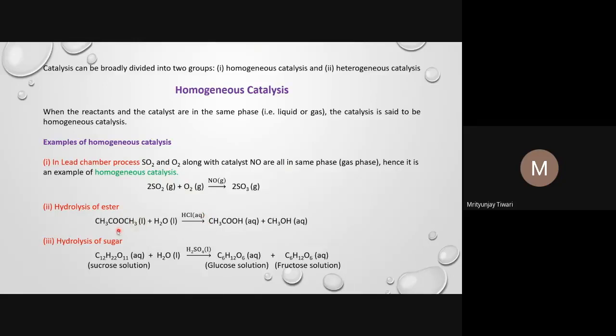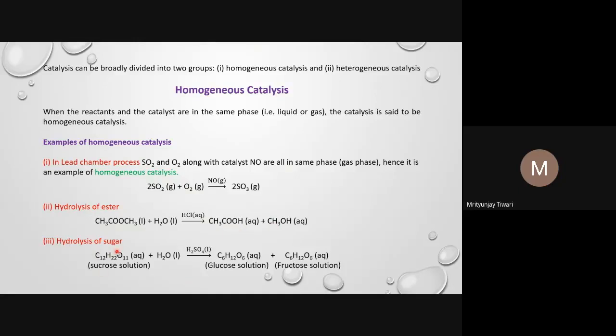So here CH3COOCH3, this is methyl acetate, reacts with water in hydrolysis. This is a liquid, and this is also a liquid. Both the reactants are liquid, and the HCl, which we use as an aqueous solution, is also in the liquid phase. They are all in the liquid phase, and thus this is also an example of homogeneous catalysis, and this forms acetic acid and methanol as products.